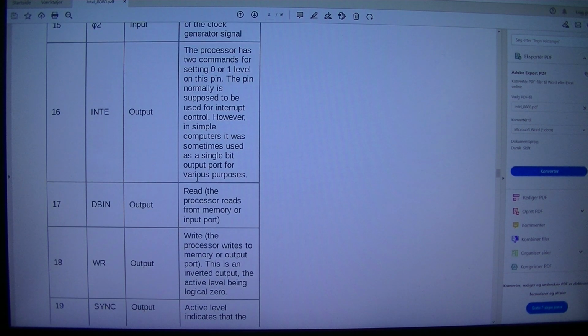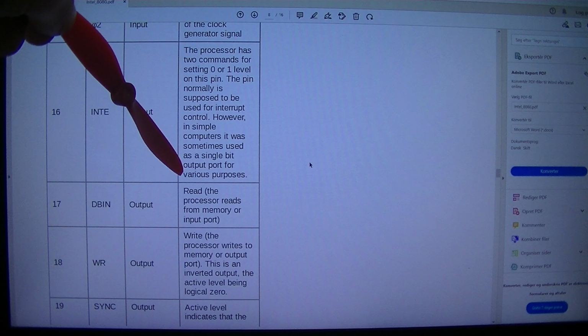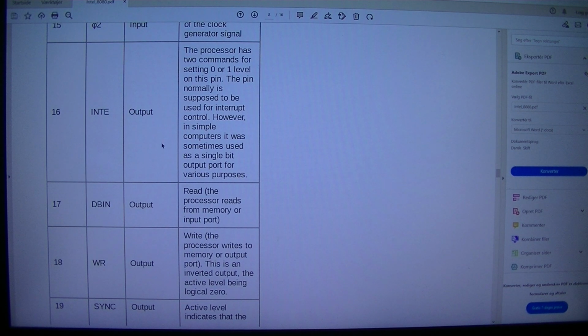16 INTE output. The processor has two commands for setting a 0 or 1 level on this pin. The pin is normally supposed to be used for interrupt control. However, in simple computers it was sometimes used as a single-bit output port for various purposes.